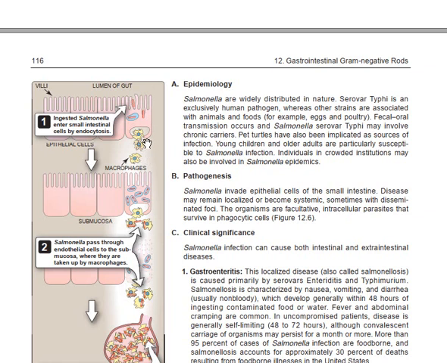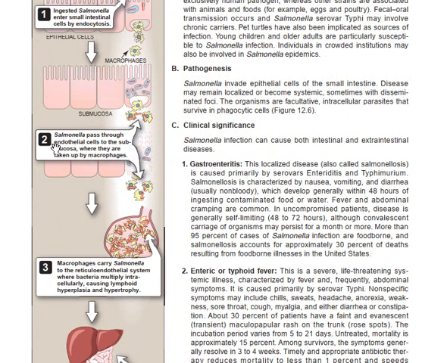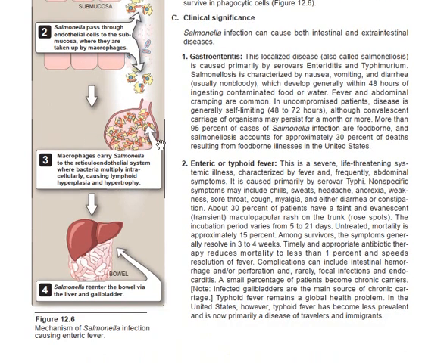Is it clear? Later on, you have macrophages that are going to enter. Salmonella passes through the endothelial cells to the submucosa, where they are taken up by the macrophages. Then the macrophages carry the Salmonella to the reticuloendothelial system, where the bacteria multiply intracellularly. Though they are still free-living microorganisms, they mostly divide intracellularly. Is it clear? This causes lymphoid hyperplasia and hypertrophy.